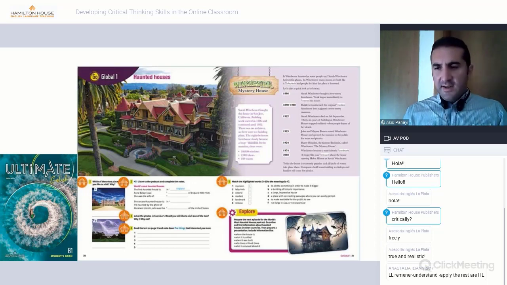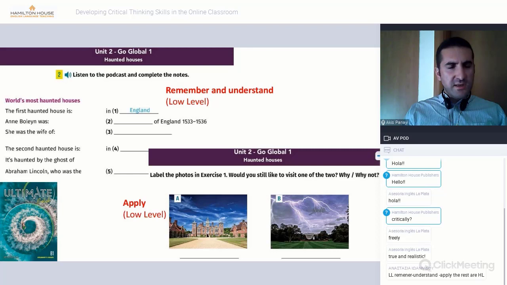Moving on, I would like to show you an example. In the first slide we had in this presentation, in our aims, there was a question: how a good course book can help the teacher promote critical thinking skills and help students develop those skills. I'll show you an example from Hamilton House new series Ultimate. This is targeted at B1 level. In this lesson, on this page that you can see on your screen, students read and listen to information about haunted houses. I'll show you how the tasks help students develop their thinking.